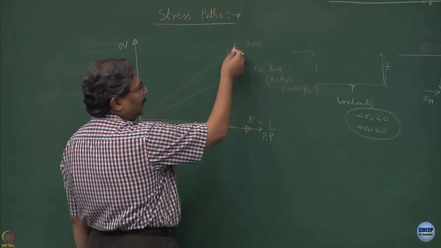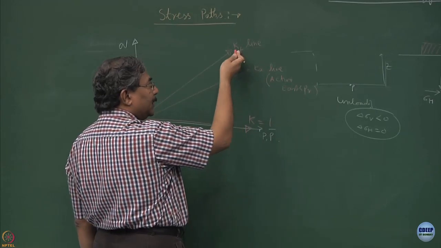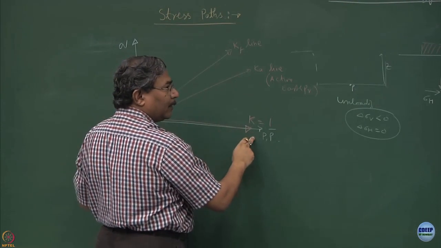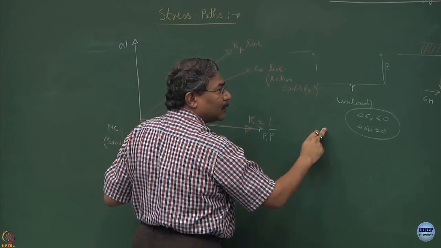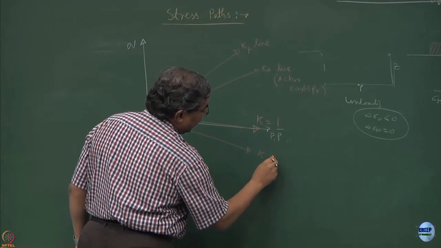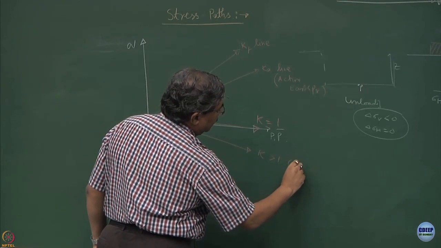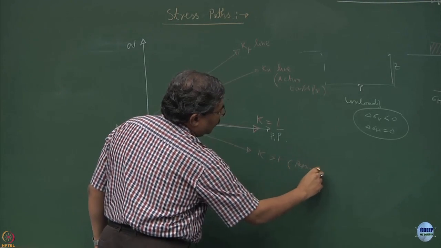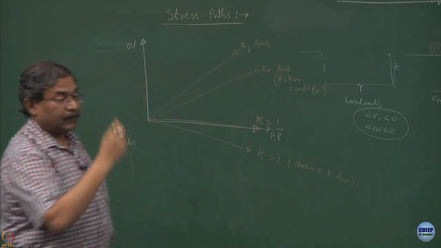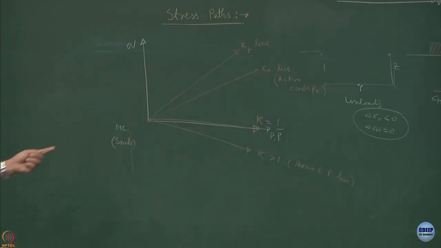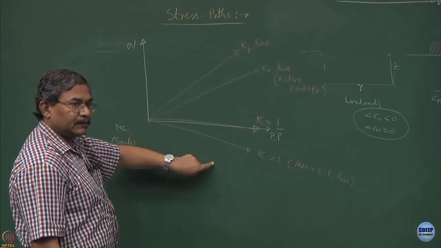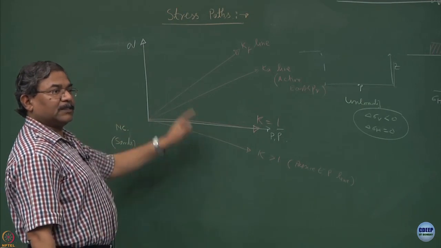So this is the KF line. The same material can fail under active state of stress. What you are realizing is under K equal to 1, the material is never going to fail because of pure compression. Somewhere here, this will be K greater than 1, and this is what is known as the passive earth pressure line. Fine. So you have transformed the state of stress from the first quadrant to the fourth quadrant. Now we will analyze these situations.